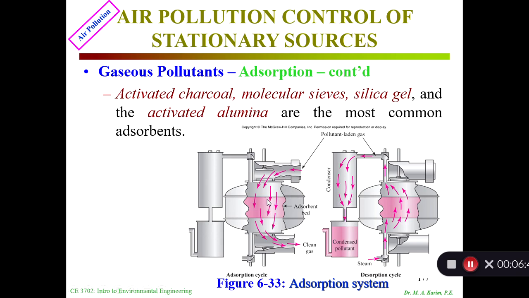So here are some of the processes that happen when we do things like that. We have the adsorbent bed over here. Then we push the pollutant-laden gas this way. It goes through the adsorbent, the pollutants are adsorbed to the bed, and then the clean gas comes out. So there are two different arrangements: this is the adsorption cycle, and this is the desorption cycle. So here is the steam. Desorption means cleaning the bed. The pollutants condense, come out here, and ultimately it cleans up.